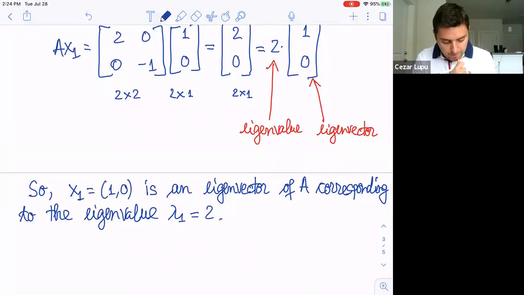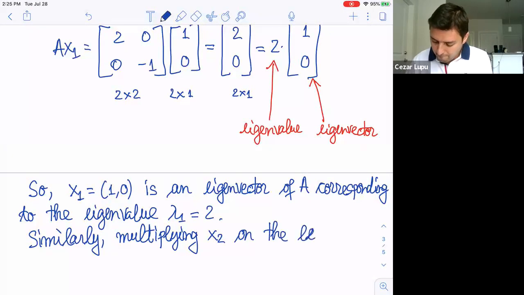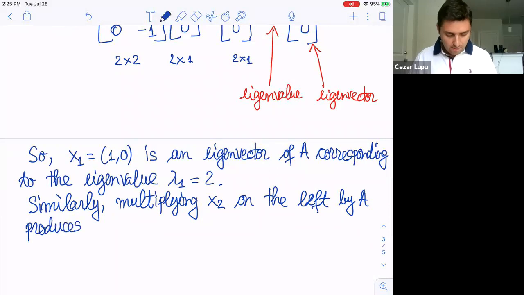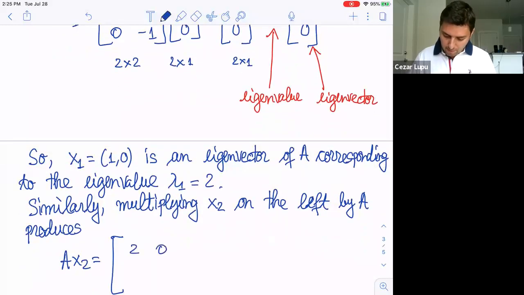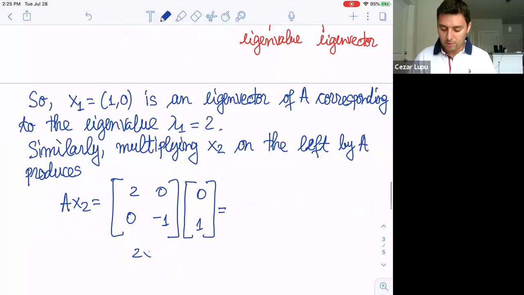Now, let's see if similarly for the second one. Similarly, multiplying x2 on the left by A will produce what? So let's do this again. AX2, we'll write the matrix again, 2, 0, 0, negative 1. And this will be multiplied by the second vector, which we said is 0, 1. So again, this will be a 2 by 2 multiplied by a 2 by 1. The result will be a 2 by 1 and will be what vector? Can you tell me?